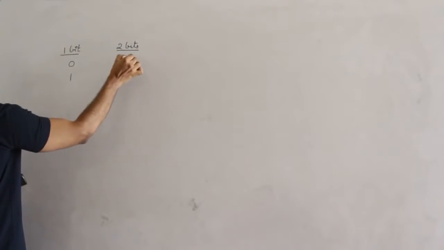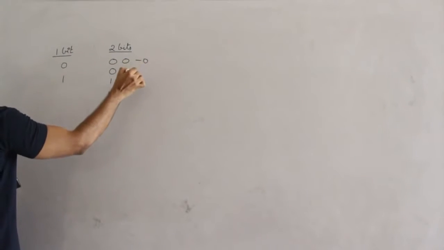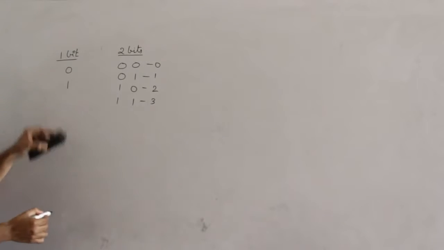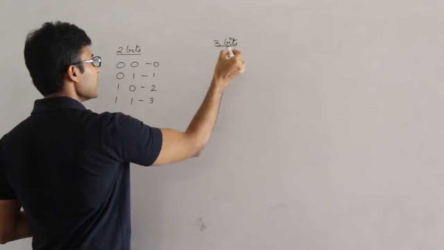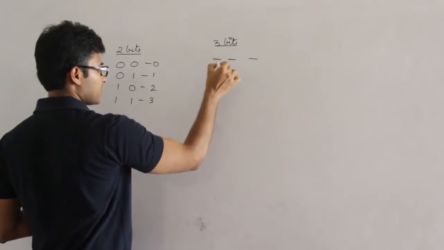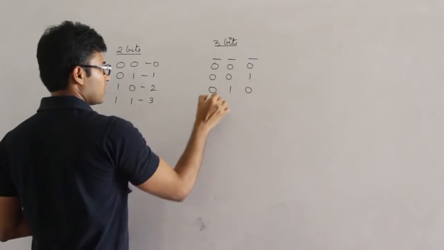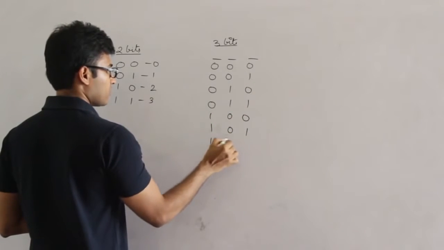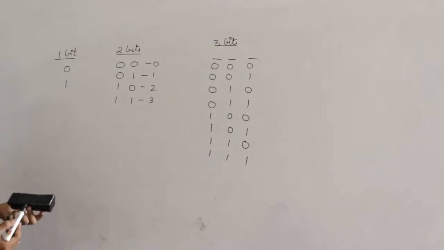I can have 4 binary numbers: 00, 01, 10, 11, which means 0, 1, 2 and 3 with 2 bits. With 3 bits, how many binary numbers are possible? You know it is going to be 8, right? Why? I have 3 blank spaces and 000, 001, 010, 011, 100, 101, 110, 111. Now this part you know it well.